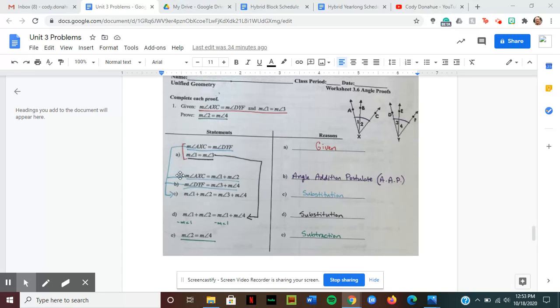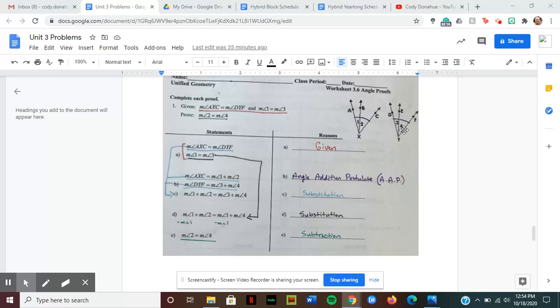Okay, so the next thing we're given is the measure of angle AXC is equal to the measure of angle 1 plus the measure of angle 2. And also the measure of angle DYF is equal to the measure of angle 3 plus the measure of angle 4. So we can tell right here that that is using the angle addition postulate, okay? So the angle addition postulate says that if I've got some big angle, so for this one, AXC, and I split that angle into two smaller angles, so angle 1 and angle 2, then the measure of the two smaller angles will equal the measure of the big angle. Okay, so that's going to be using the angle addition postulate, or we can abbreviate it as the AAP.